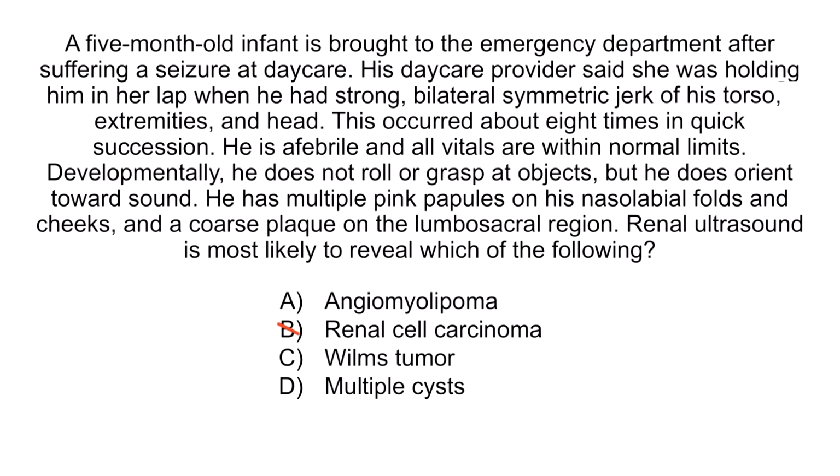C is incorrect because Wilms tumor is a kidney tumor that primarily affects children but is not associated with tuberous sclerosis. D is incorrect because the presence of multiple cysts is associated with polycystic kidney disease. So again, the correct answer is A, angiomyolipoma. And that concludes this section.